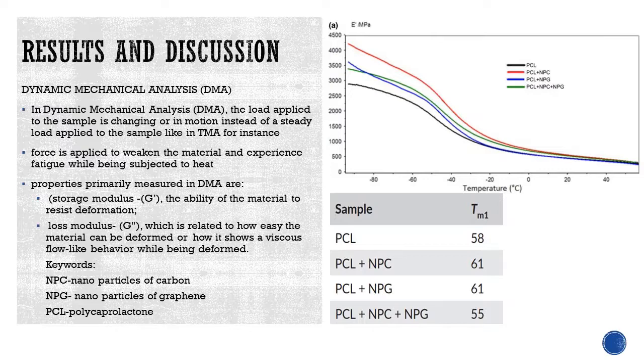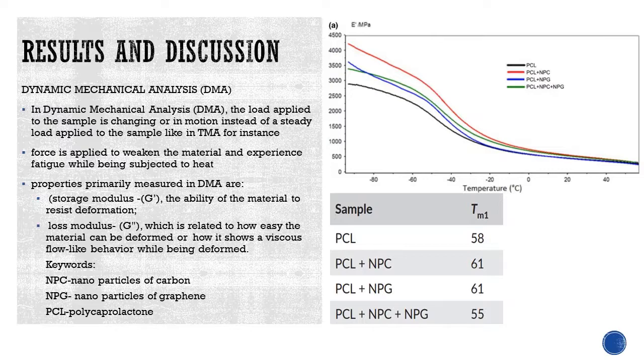Again, PCL added with NPC and PCL added with NPG has the highest glass transition because it is denser, improving the overall sample's mechanical properties and the shear modulus. Although PCL has good mechanical properties, it has high crystallinity and a low melting point due to being the less dense component compared to CNT and graphene.